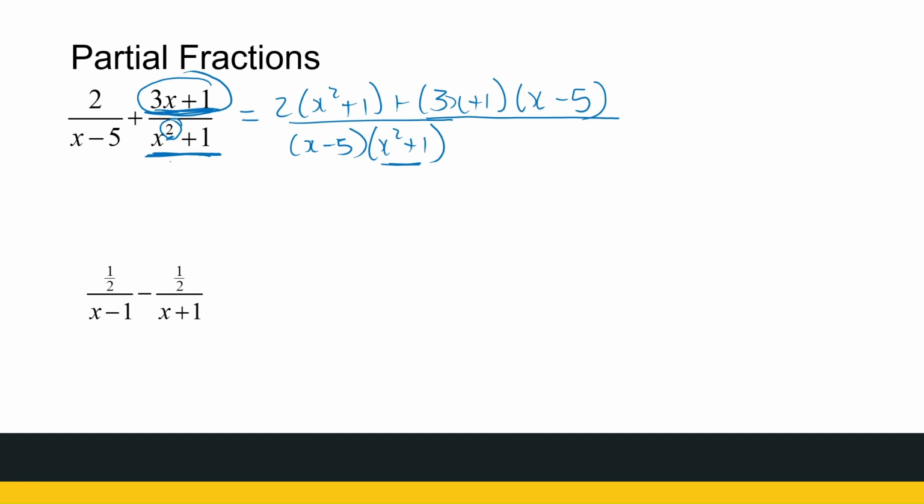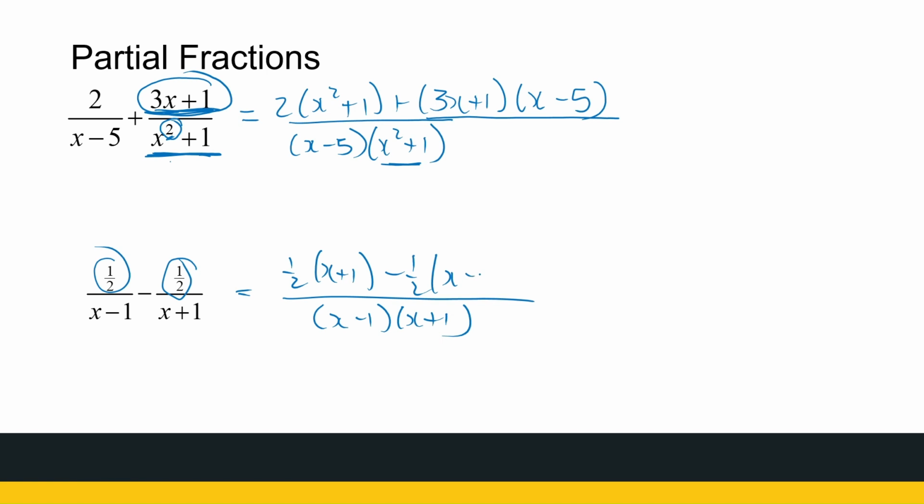And this last one is just to show you that sometimes we can get some ugly numbers as numerators, but we treat them exactly the same. If we're going to add those two together, x minus 1, x plus 1, I will just get a half times x plus 1 minus a half times x minus 1. And that's easy to simplify.